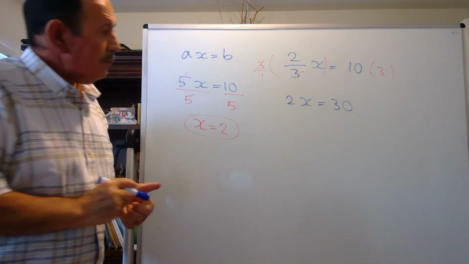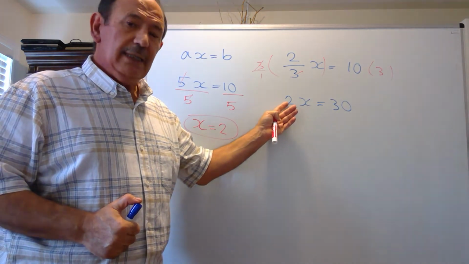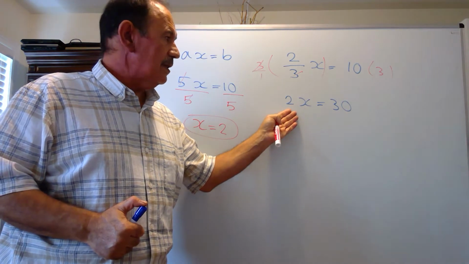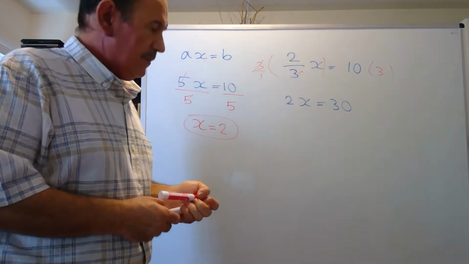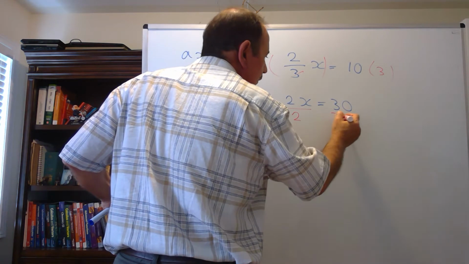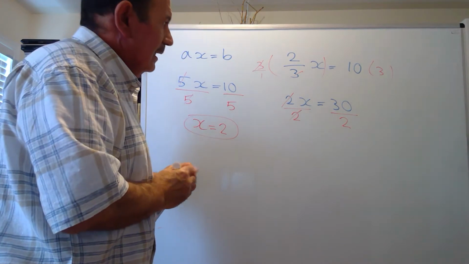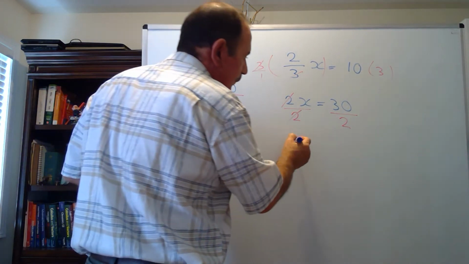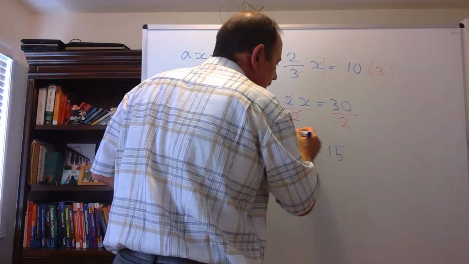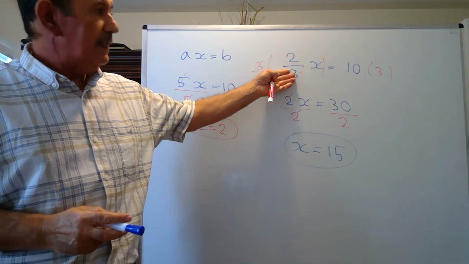Now, what should I do now? I should eliminate this 2 because it's 2 multiplied by x. I should divide this side by 2, and I should do the same thing with the other side. So it's gonna be 2x divided by 2, 30 divided by 2. Then these 2s cancel each other. On the left side I have x, and on the right side 30 divided by 2 is 15. So x equal 15 is the solution of this equation.